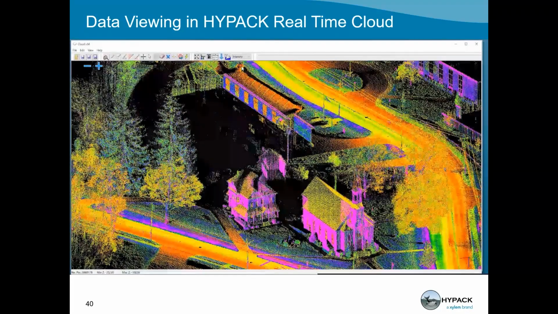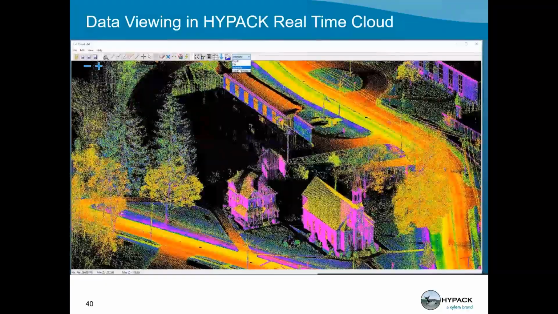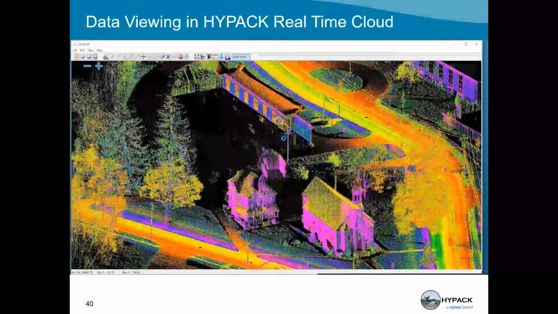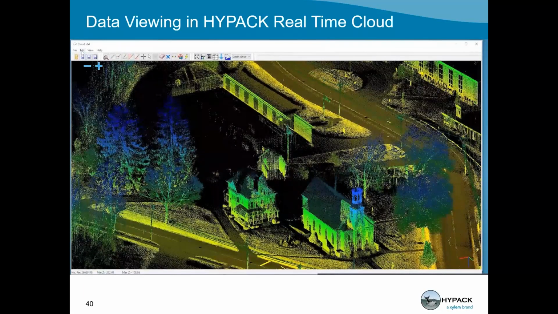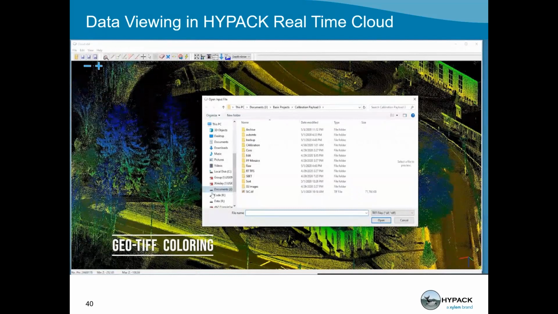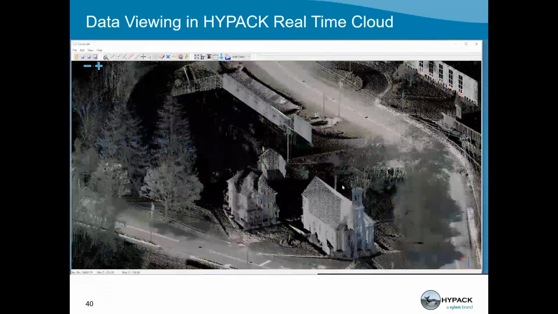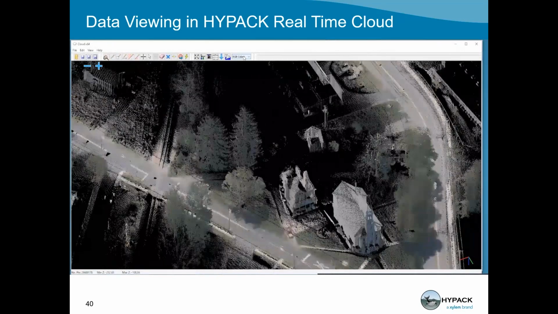Okay, so in just a minute, we're going to load a GeoTIFF into Real-Time Cloud. HYPACK can pull the RGB color bands from a GeoTIFF and apply those to a point cloud, which just creates a real nice, realistic looking picture. So we sort of have a black and white color scheme here, but this can be really helpful. Make your data make more sense.